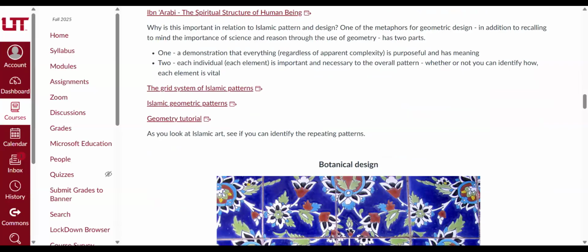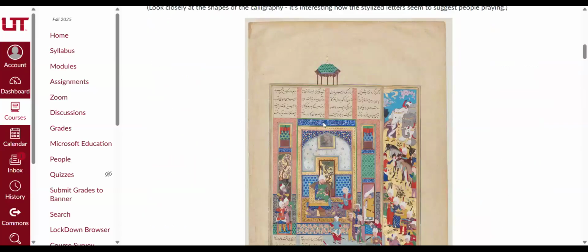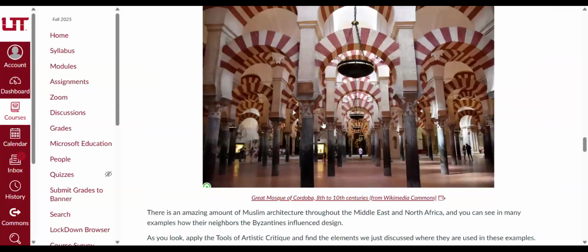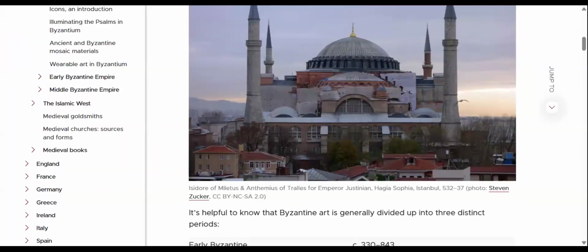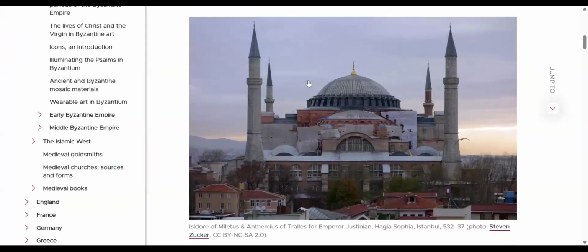Like we have the dome, like we talked about, and that kind of moved into more of the circular shape that we saw in the Islamic. I really like the tile work and the color that's in the Islamic structures compared to the Byzantine.